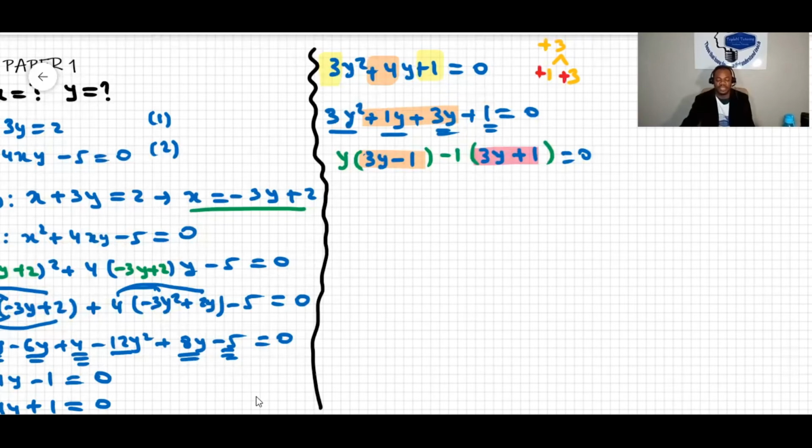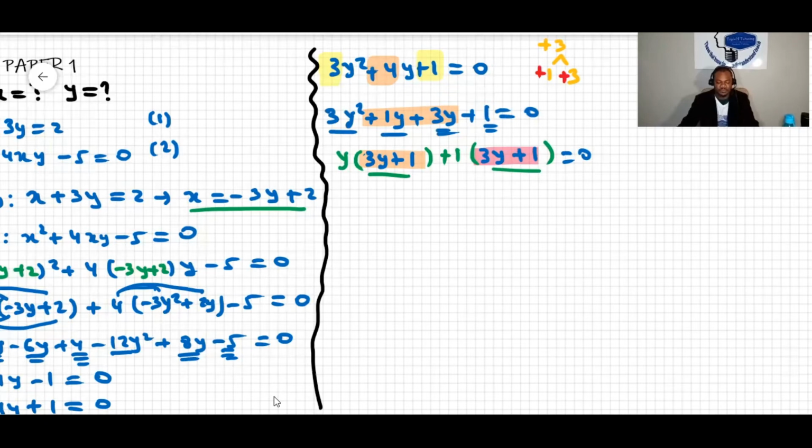Then, if we take y as a common factor, we have 3y plus 1. And then if we take positive 1 as a common factor for these two, it's going to be 3y plus 1. Now the two are common, so they must always be the same. If they're not the same, meaning something's wrong in the calculations. Okay, double check.